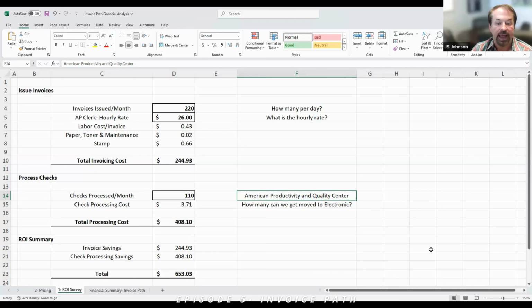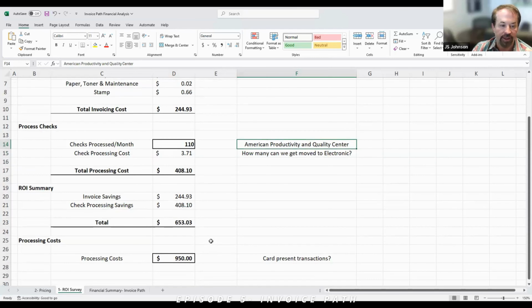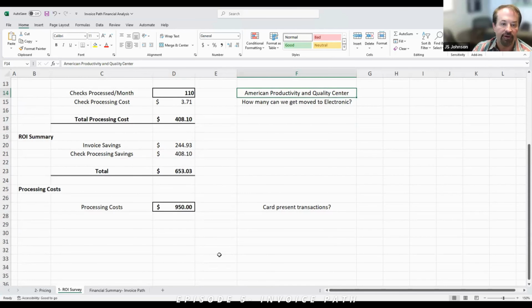All right. Now, next thing is how many of those can we get moved to electronic? Or if they're making a portion of those in credit card, which in this case they indicated that they did, how many can we get moved to the electronic invoices? All right. Very, very, very significant.